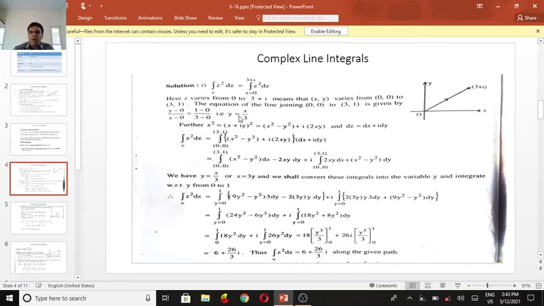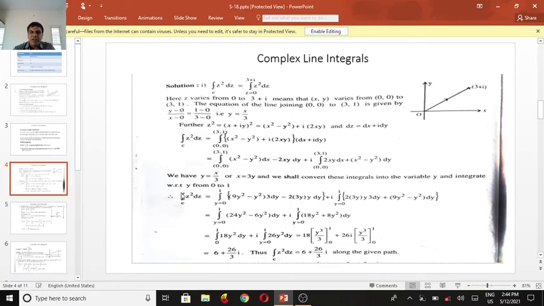Now I come to the formulas again. We have the given line equation y = x/3, so x = 3y. I convert everything to real variables, substituting x = 3y. Now the integral has all x converted to 3y. We shall convert this integral into the variable y and integrate with respect to y from 0 to 1.